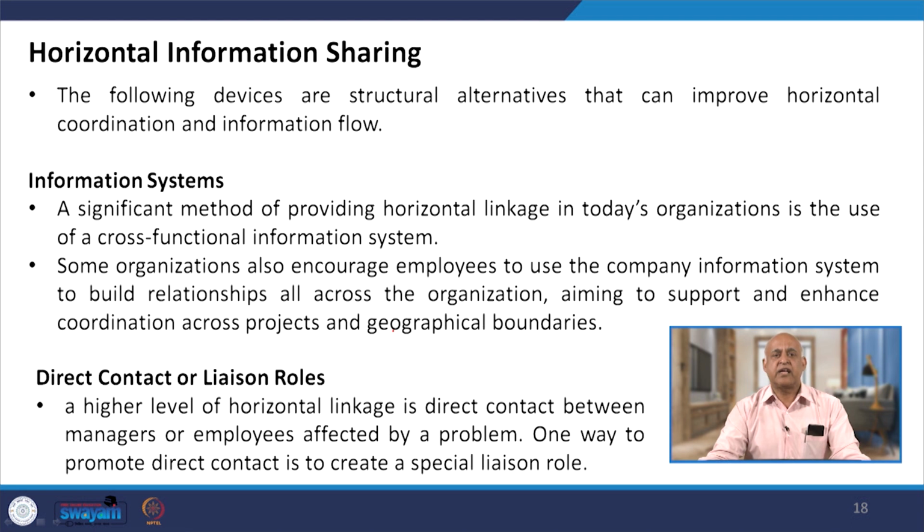Some organizations also encourage employees to use the company information system to build relationships across the organization, aiming to support and enhance coordination across projects and geographical boundaries. So, direct contact or liaison roles are there. A higher level of horizontal linkage is direct contact between the managers or employees affected by a problem. One way to promote direct contact is to create a special liaison role.